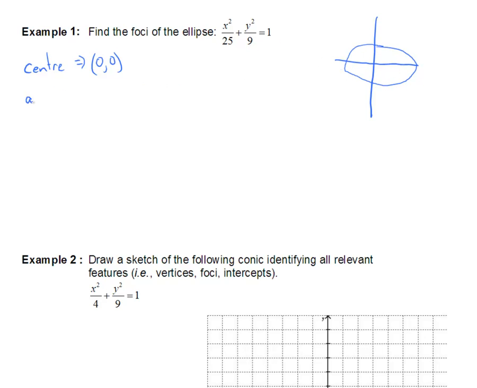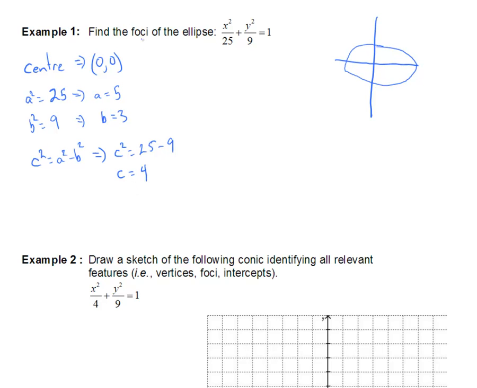Now we know a squared is 25, which tells me a is 5. We know that b squared is 9, which tells me that b is equal to 3. The only other thing we need to know for an ellipse is the value of c, and we know c squared is a squared minus b squared. If we go ahead and solve that, we get c squared equals 25 minus 9, which is 16, or c is equal to 4. Now we can find all of our pieces.